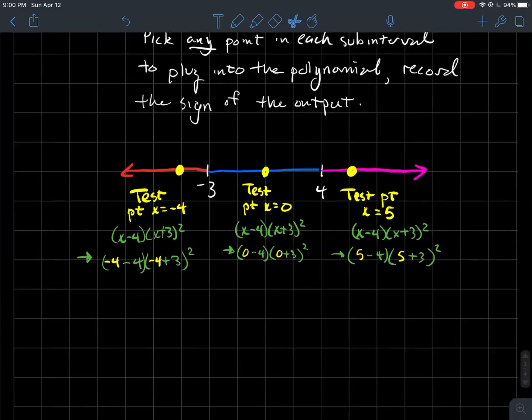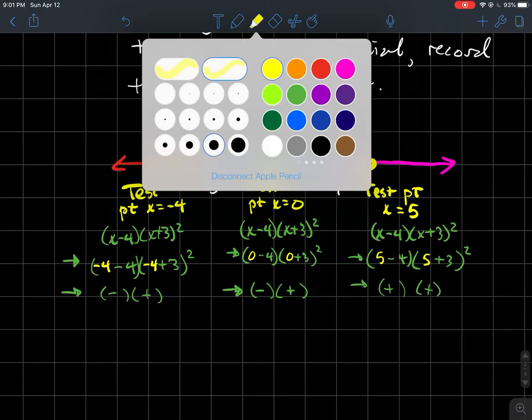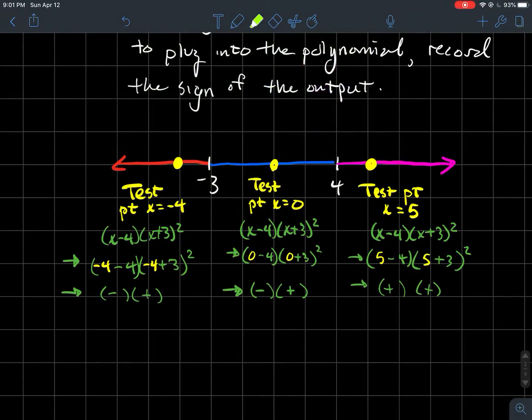When I plug in x equals negative 4, I get this. I'll plug in 0 for this one and 5 for this one. I'm doing all 3 of these at once, but you don't have to do them that way if you're not comfortable with that. So what do I care about? If I look here, I see that this would be a negative number, negative 8, and then you're squaring this stuff, so it's always positive.